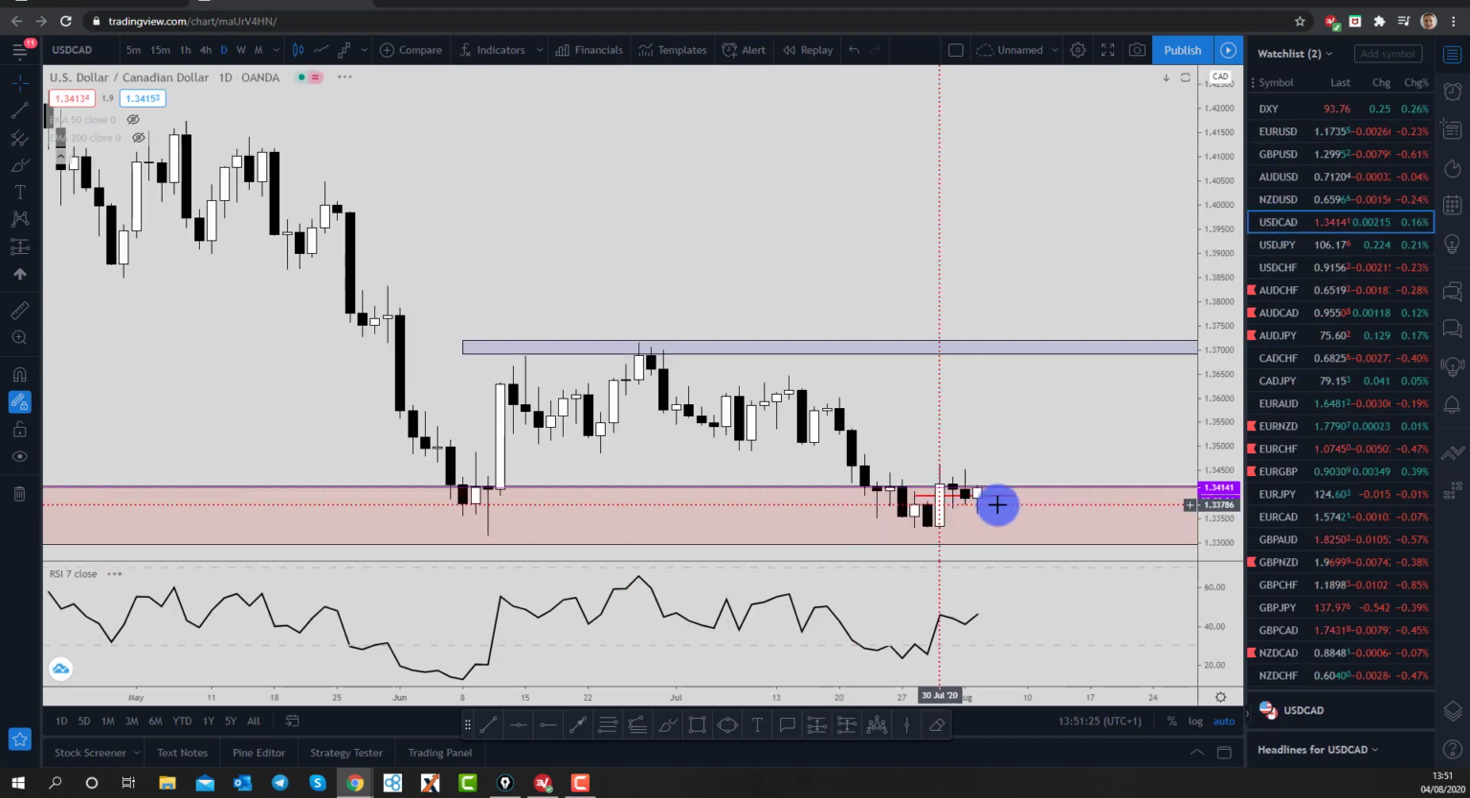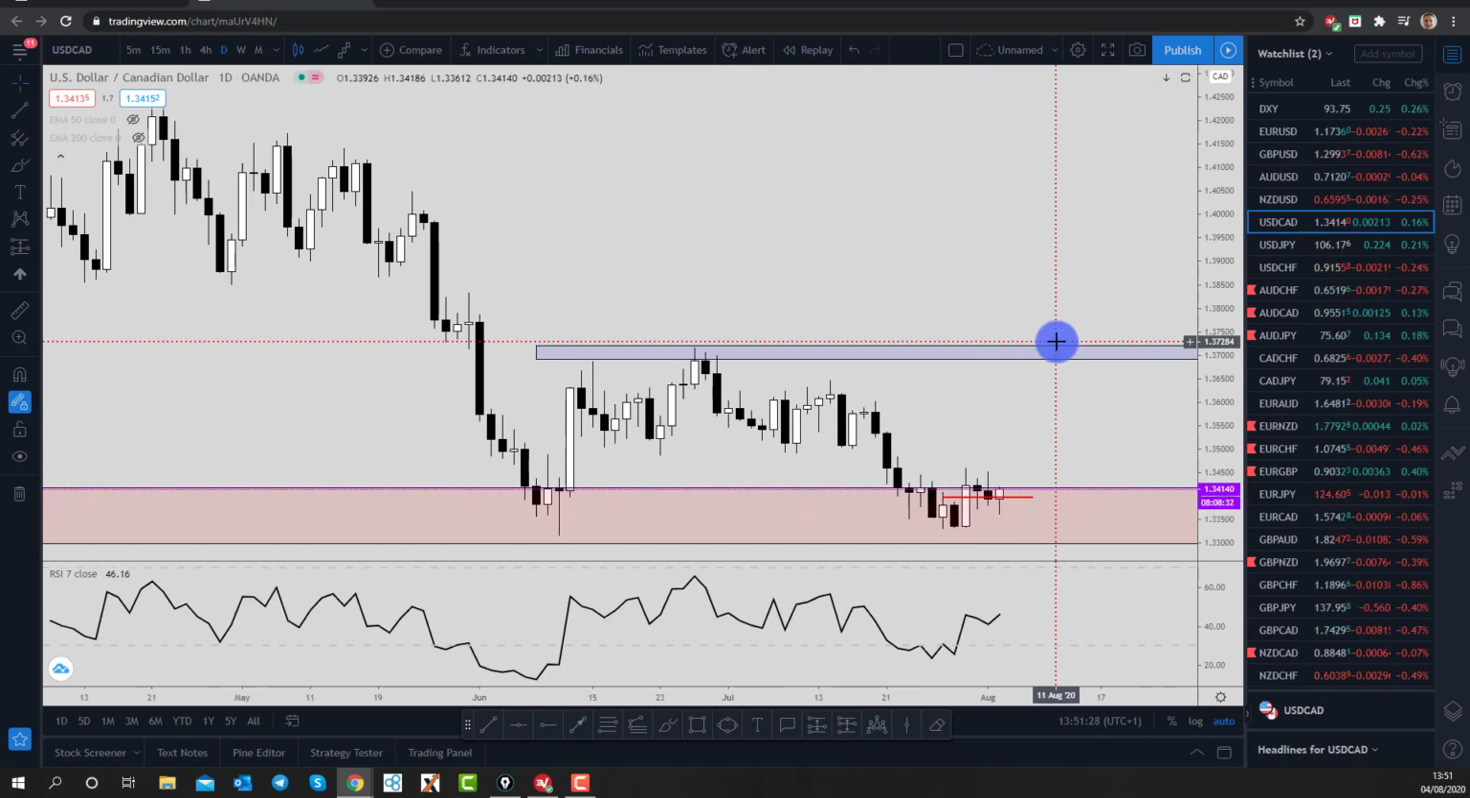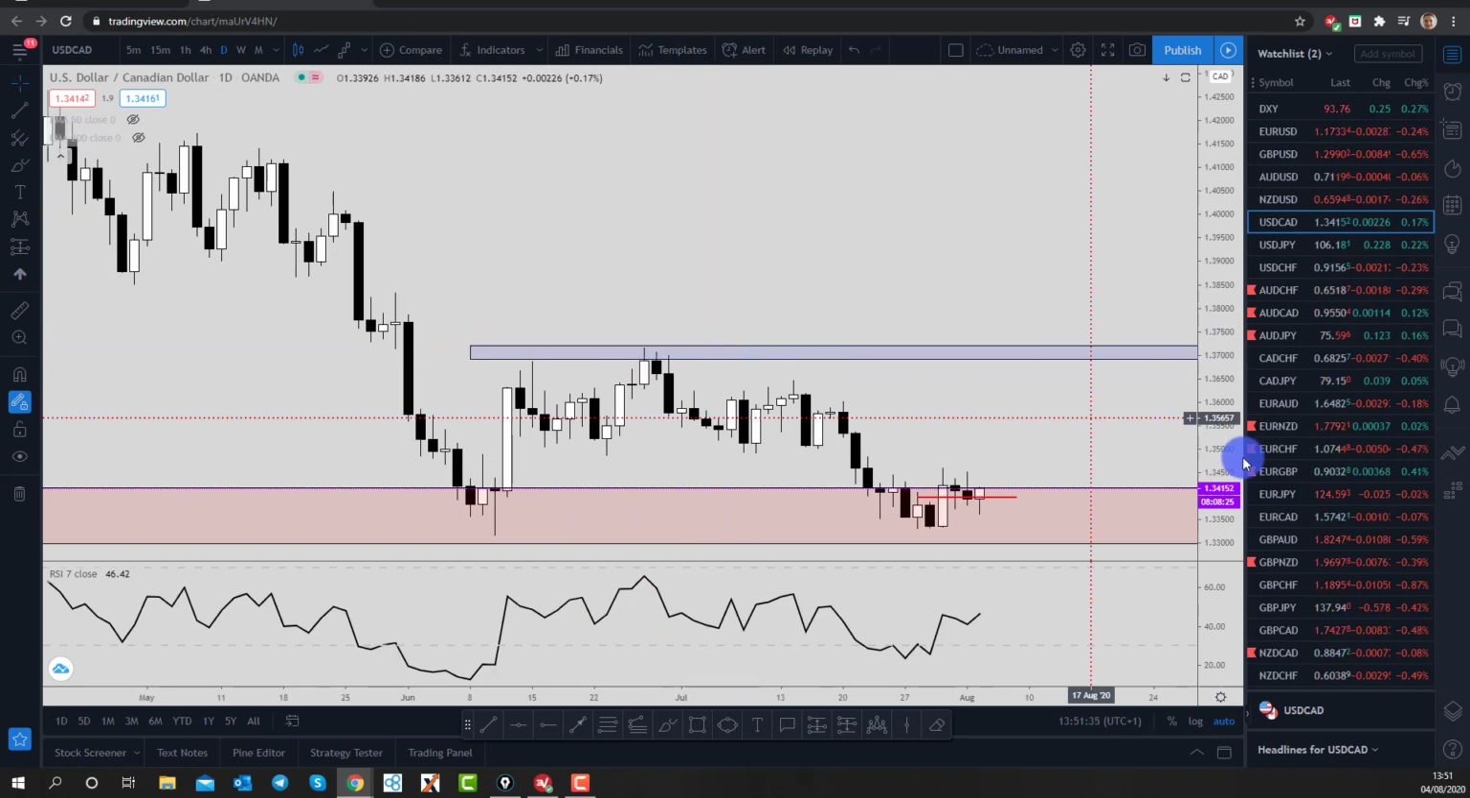But CAD, dollar CAD in particular, do like the opportunity to get long this market. Weekly highs here would be the overall sort of intended target for this. So yeah, keep an eye on this one, could be good going into this week.